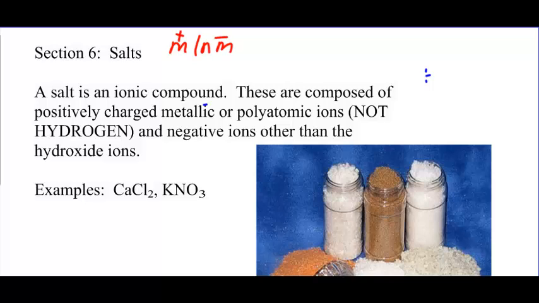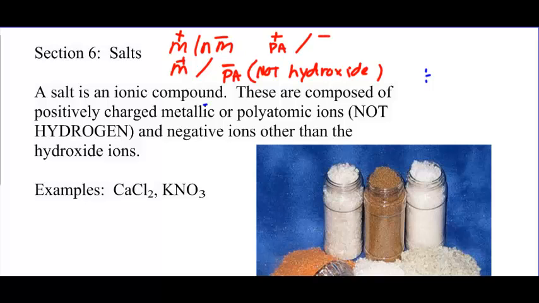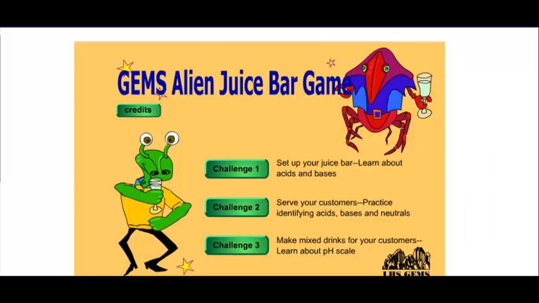Any plus to minus. Okay? Or positive metal to negative polyatomic. But again, the negative polyatomic cannot be hydroxide because then you're a base. Okay? Or it's a positive polyatomic to a negative polyatomic, or it's a positive polyatomic to a negative nonmetal. So those things, even though we think of salt as simply NaCl, any ionic compound is really considered a salt.